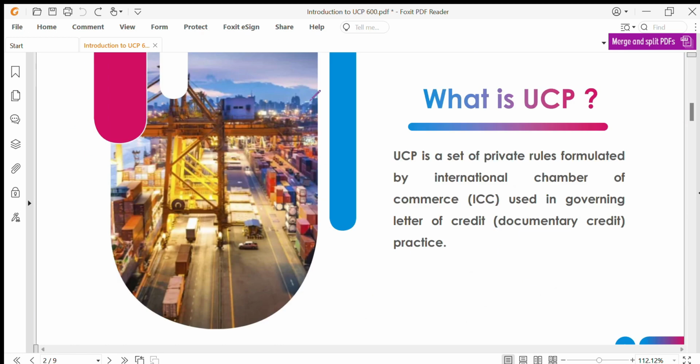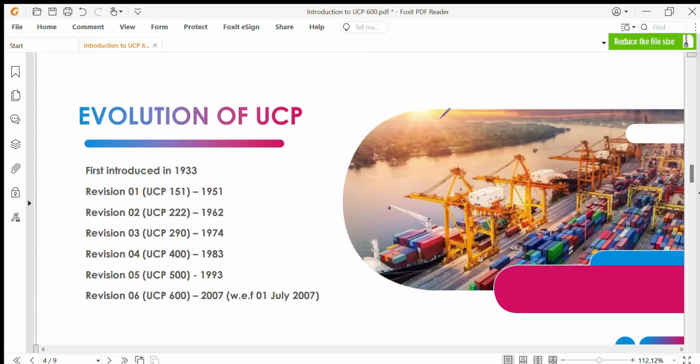What is UCP? UCP is a set of private rules put forward by the ICC, the International Chamber of Commerce. They govern how a letter of credit, or documentary credit in other words, is practiced by bankers. UCP was first introduced in 1933, and thereafter there have been 6 revisions to that. Each of the revisions is shown here. The latest revision is UCP 600. The revision was made in 2007, and UCP 600 became effective from 1st July 2007 onwards.